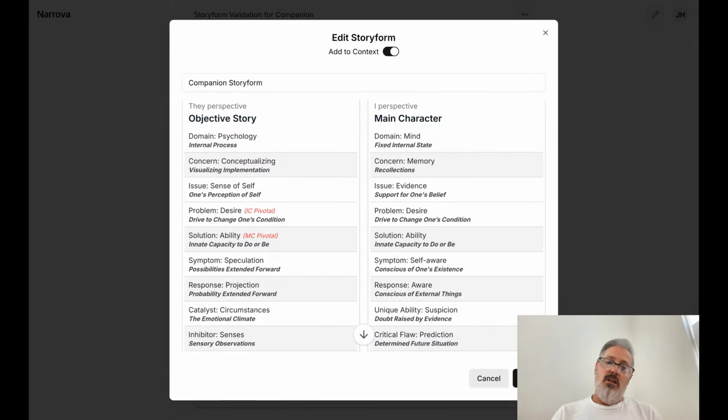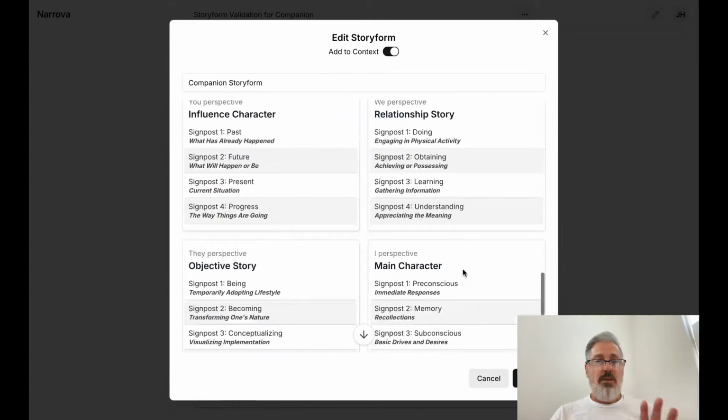It doesn't get resolved in the plot, but definitely in the main character. As you can see, these are connected. They both have the same problem element and the same solution element. The only one that ends with the solution is the main character. She actually finds the ability to do it on her own. She finds that she has her own innate capacity to overcome things. And that's what's being exposed in here.